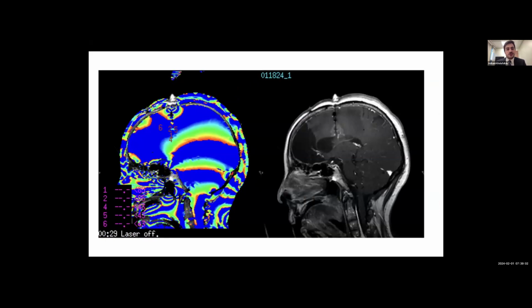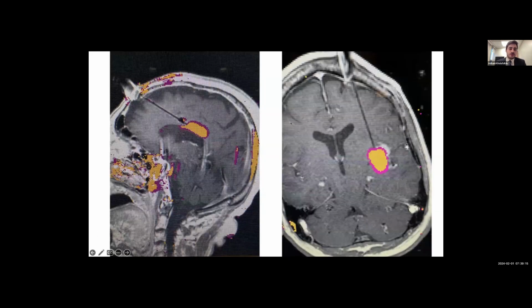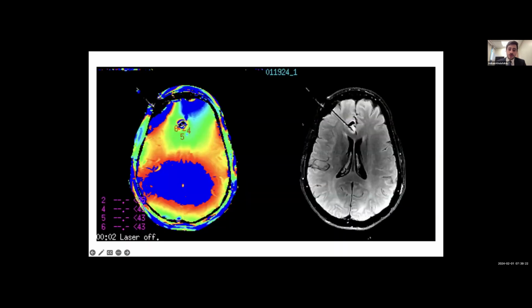This is a patient, also, you can see here, that had already had a prior resection, now developed a recurrent tumor. It's by the ventricle. A patient we discussed we did not think is a good surgical candidate, so ended up being ablated. You can see here how, with patients with deep-seated tumors, insular tumors, laser is a great option.